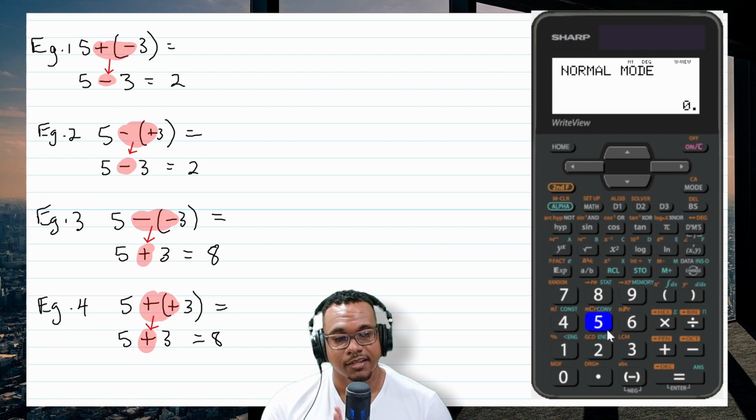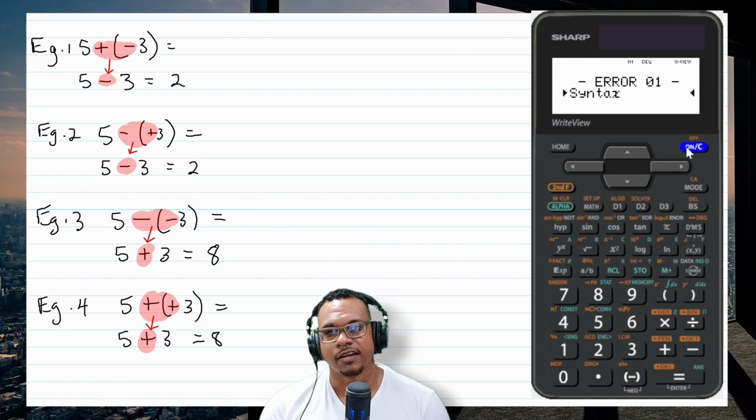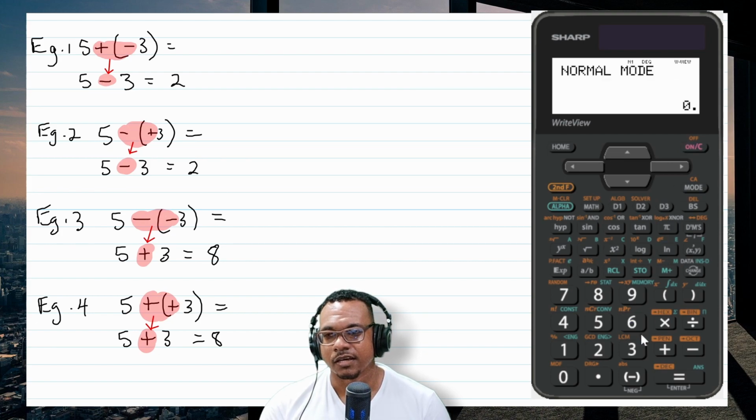Different calculators are different. That's why it's important that you learn to use your calculator. Okay. So 5. Take away, open brackets, positive 3. Close brackets, to see what this will do. So this is not accepting that as positive. This calculator does not.